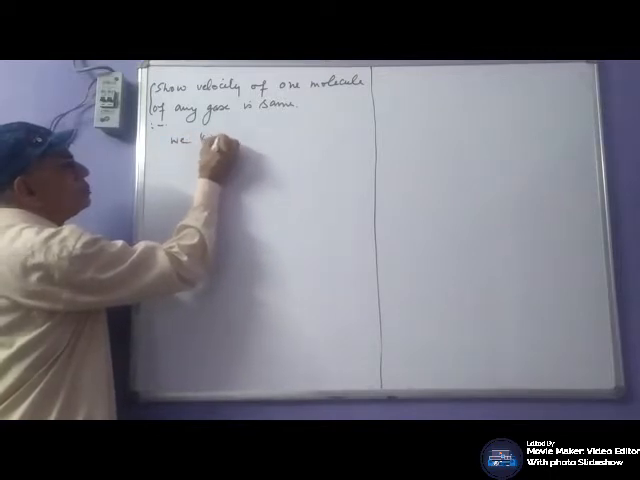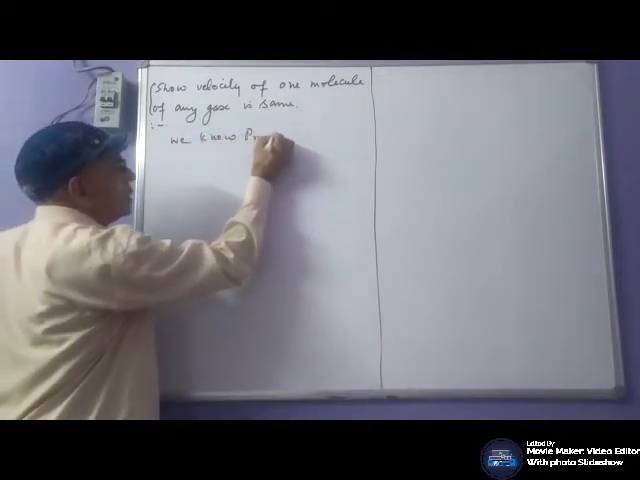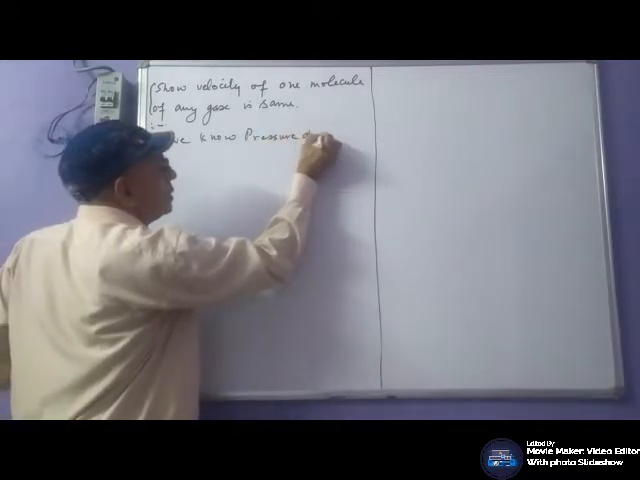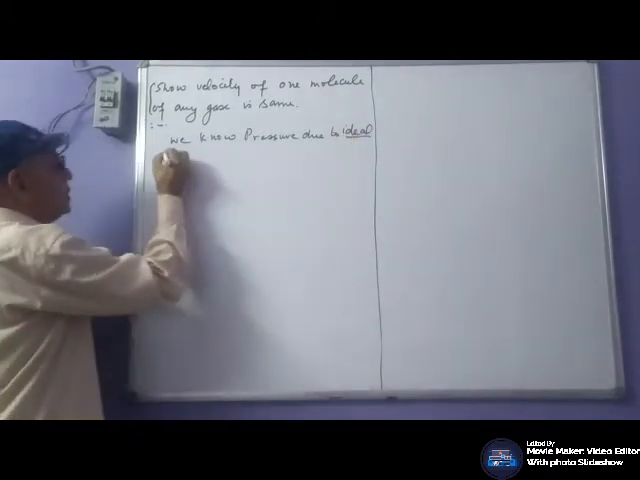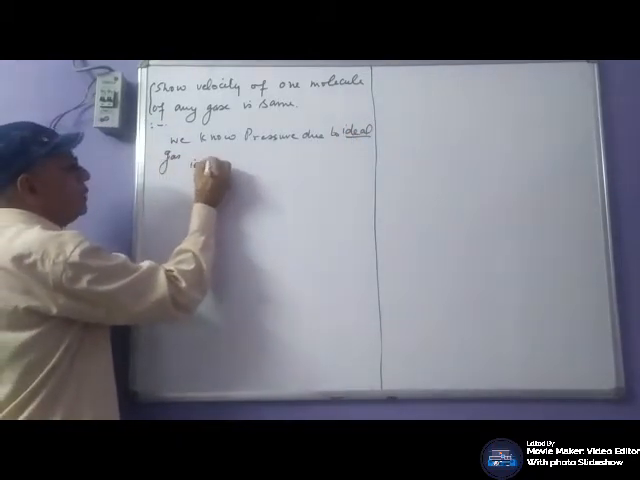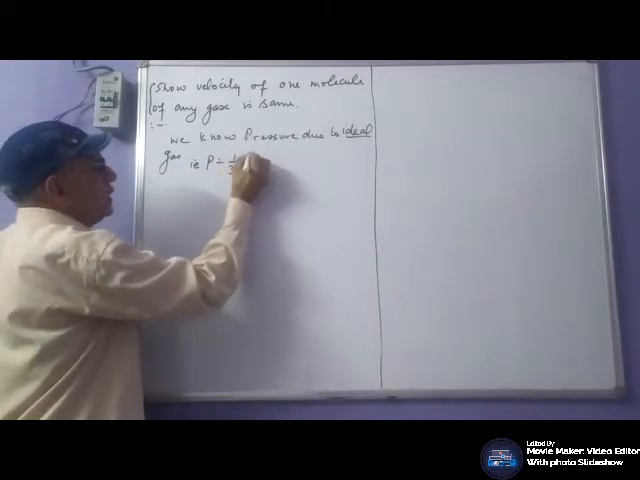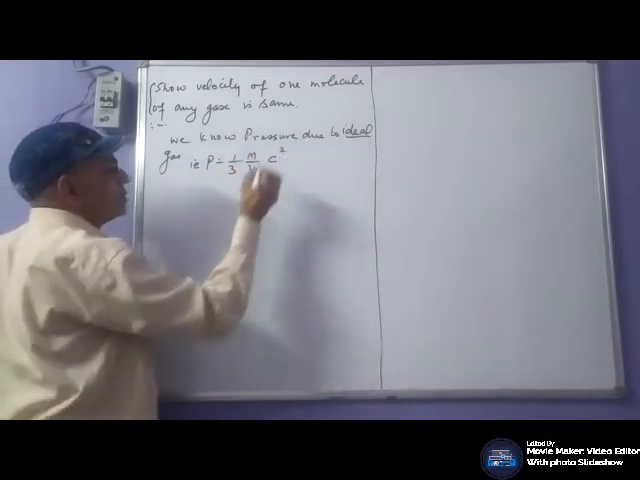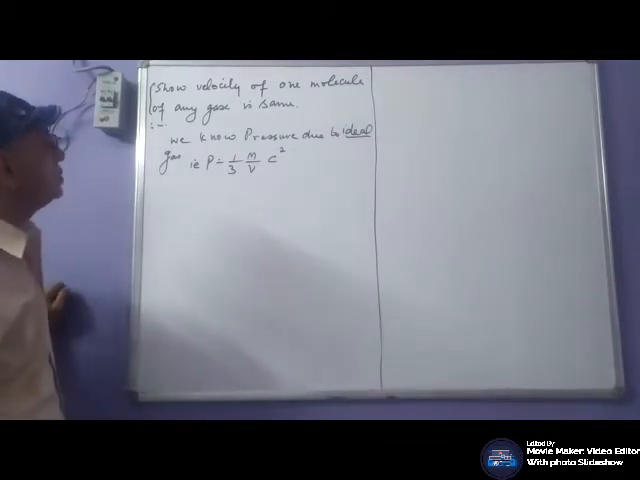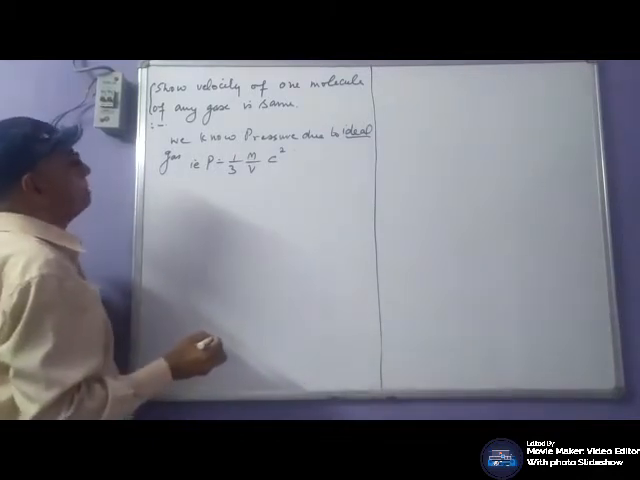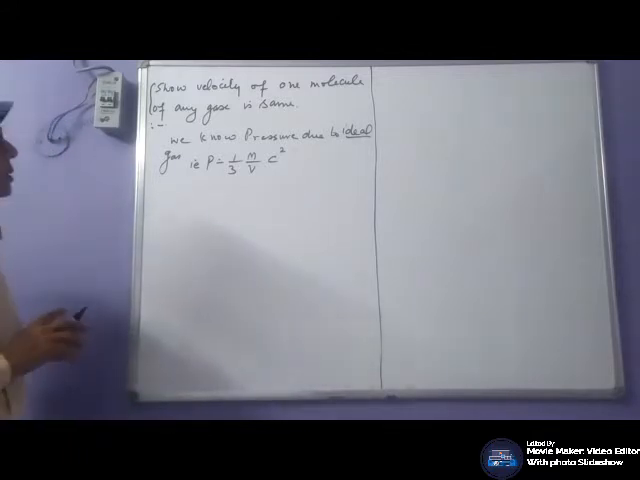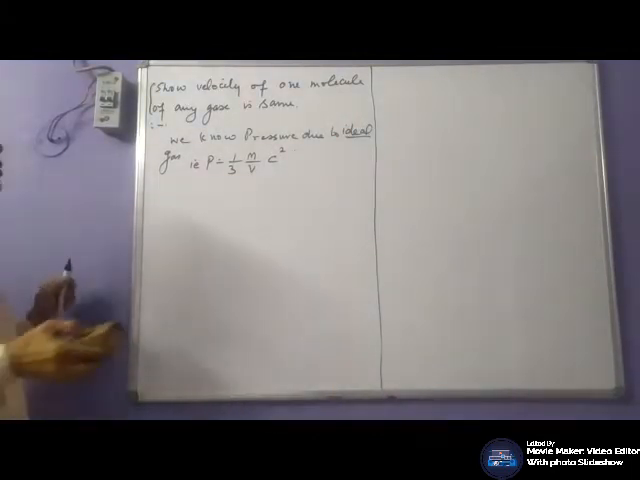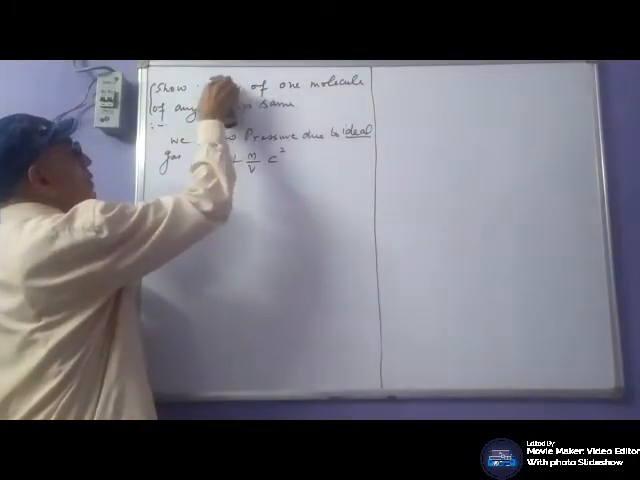We know the pressure due to an ideal, perfect gas is P = 1/3 (m/V) c², where c is the root mean square velocity. Not velocity.